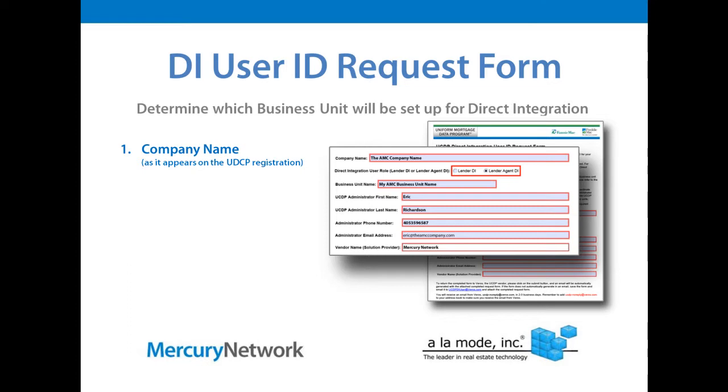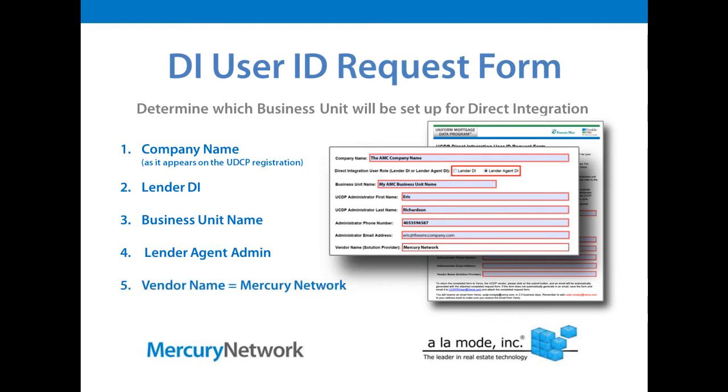Once you've established that business unit name, you're now going to enter your company name on the DI form in exactly the way that you registered for the UCDP. For your direct integration user role, choose Lender DI instead of the Lender Agent DI. But when you do, a field will appear prompting you for the business unit name. Enter the name that you noted in the step above, and then finally in the vendor name, type in Mercury Network.